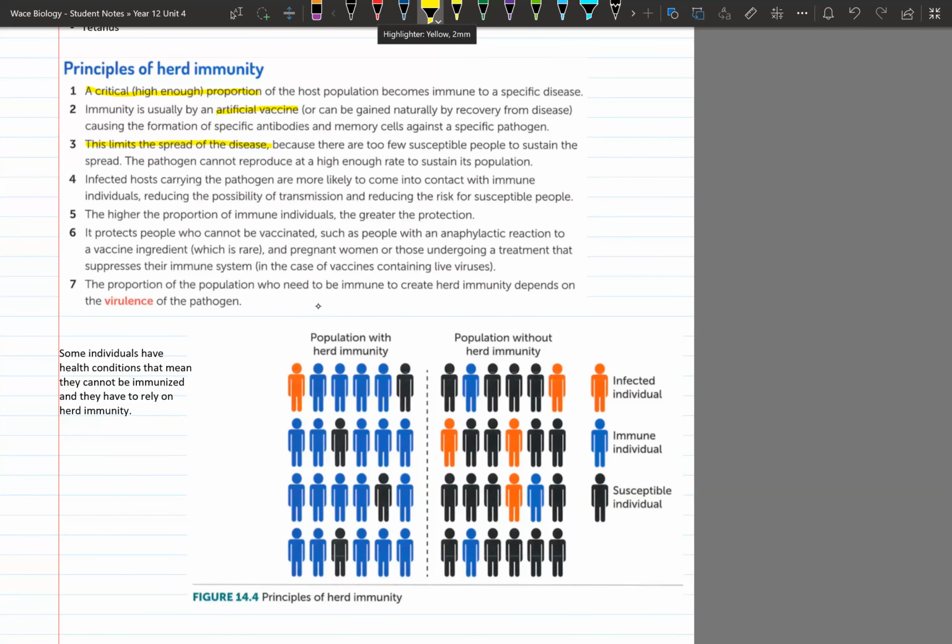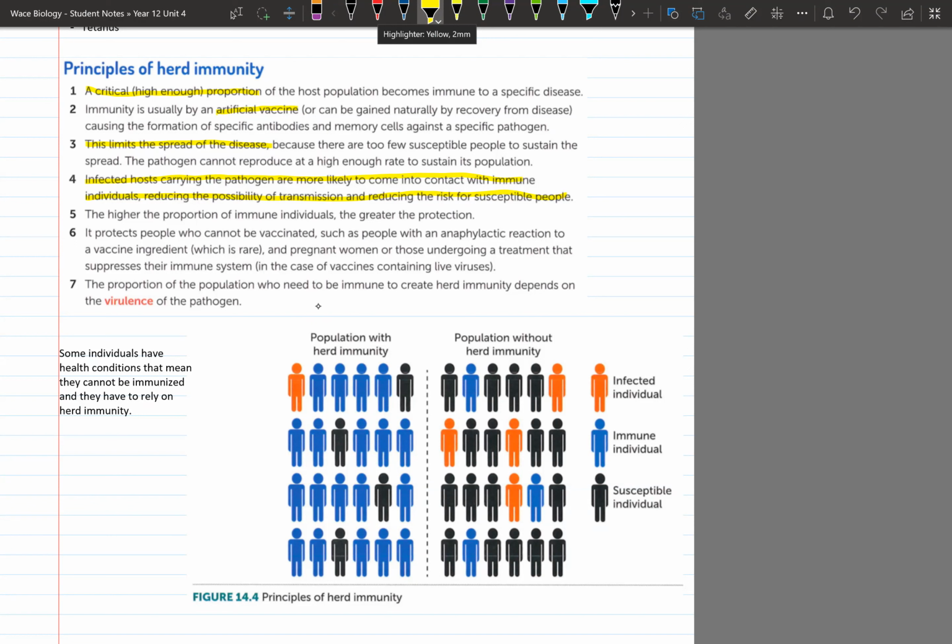Number four is probably that key principle that you need to know, what I've been saying here. Infected hosts are more likely to come into contact with immunized individuals, or individuals that have had the vaccination. And of course, there's a relationship: the higher the vaccination rates, or the more individuals vaccinated, the more likely the disease will decrease, or the greater the protection.